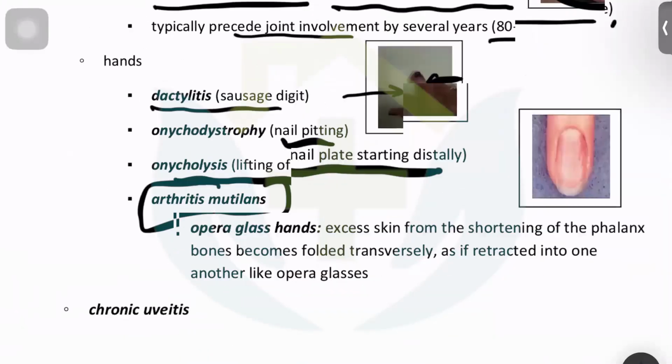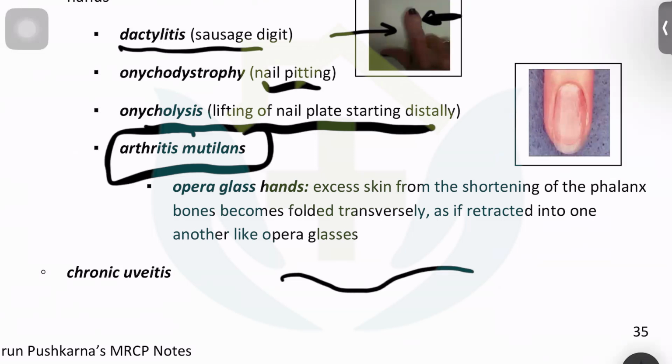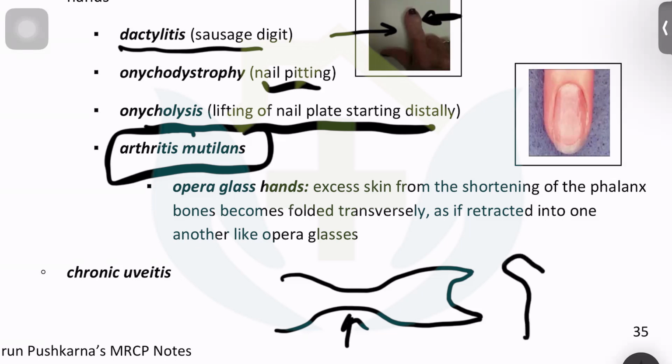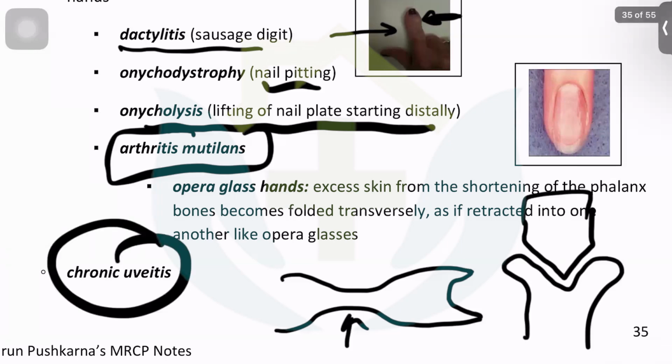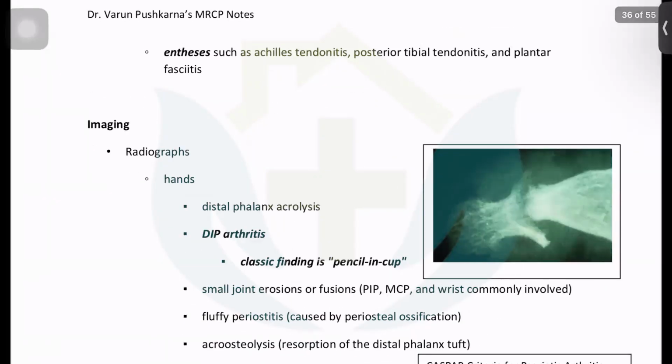What happens is, this is how the fingers look, because the joint has been eaten up, literally. So excess skin from shortening of the phalanx becomes folded transversely, retracted like opera glasses. I'll show you. It is pencil in cup on X-ray. So in X-ray, what you see is, this is the joint. It has been eaten up, and the upper joint is like this. So this is pencil in cup. Chronic uveitis, even acute uveitis can occur, but chronic uveitis is very common. Enthesitis of Achilles, posterior tibial, plantar fasciitis can be seen, so beautifully seen as pencil in cup deformity here.